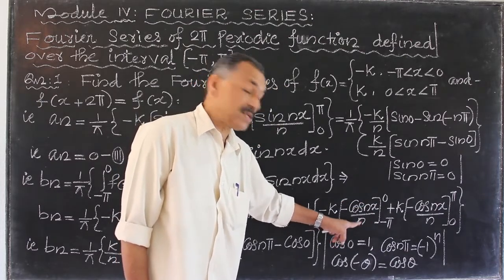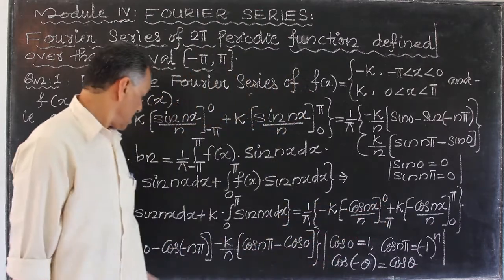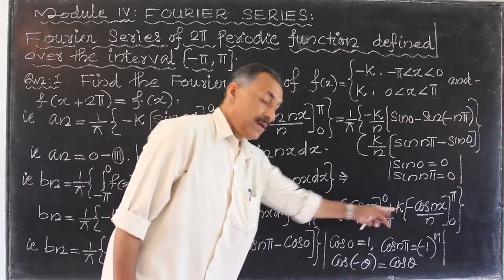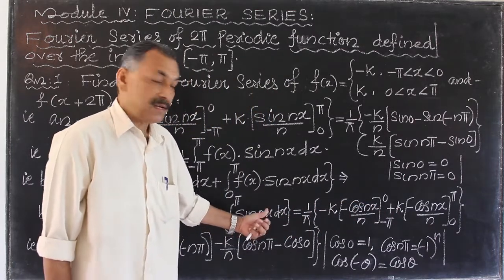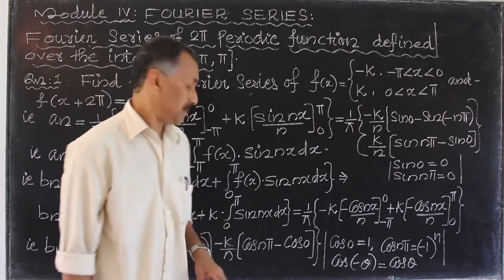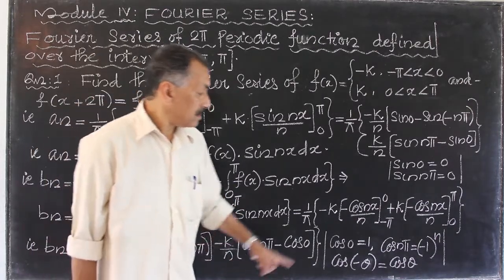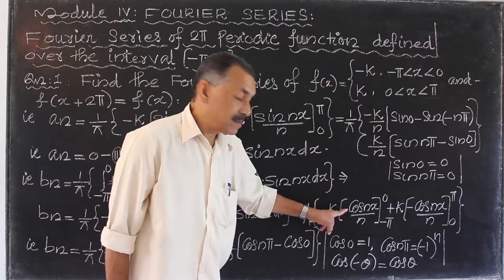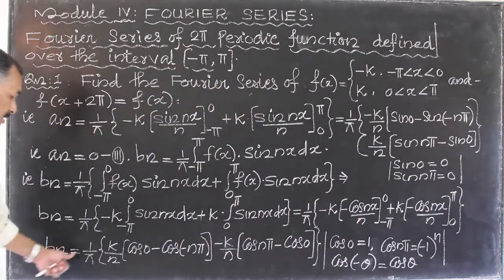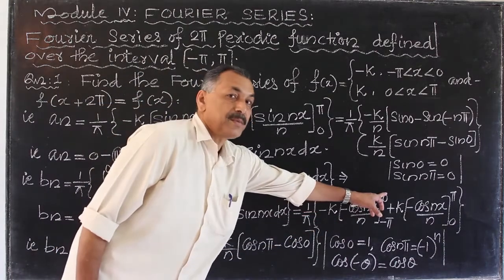Integral sin nx is equal to minus cos nx by n between the limits minus pi to 0, plus k into integral sin nx, which is equal to minus cos nx by n between the limits 0 to pi. Second, that is minus into minus into minus, and plus k by n into. Bn is equal to 1 by pi, k by n into apply upper limit.